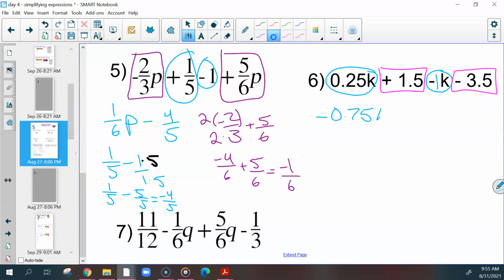Negative 0.75k. And then if we have positive 1.5 and we subtract 3.5, what would we get? Felix? Positive 2? Double check. Negative 2. So the 1 cancels that.